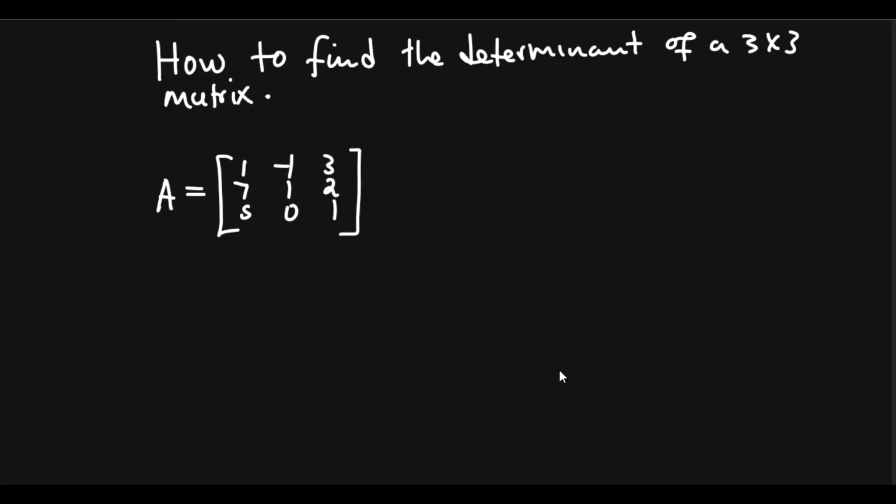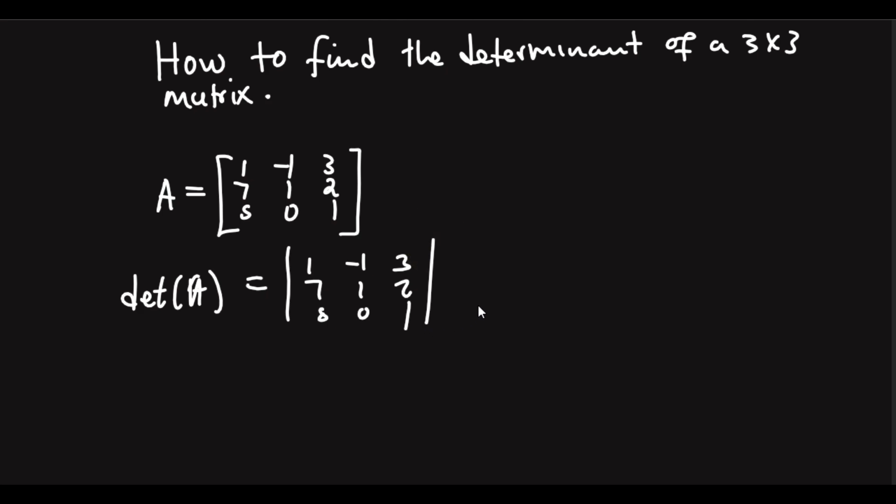Hi, in this video we're going to learn how to find the determinant of a 3x3 matrix. The symbol of a determinant would be determinant of A, so it will be written something like this. If I were to rewrite this matrix in the form of a determinant, I would say 1, -1, 3; 7, 1, 2; 5, 0, 1.